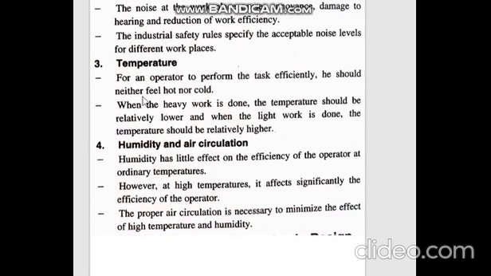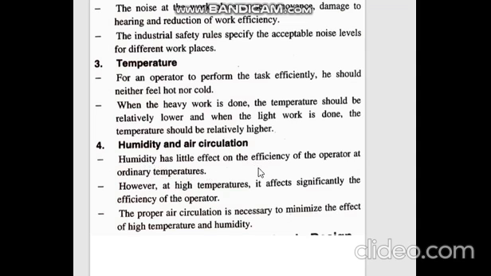See, temperature we are controlling by air conditioning is one thing. Coolers also you can keep like that, or you can provide cross ventilation and other things. Then humidity: we measure humidity by the relative humidity. That means how much water vapor is there in the air. And so that is the humidity.